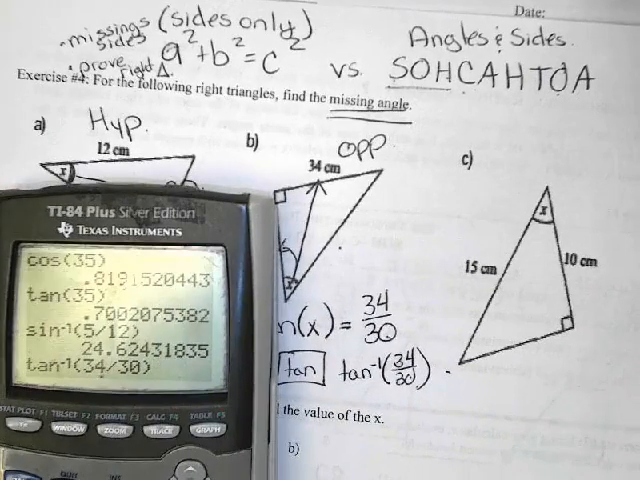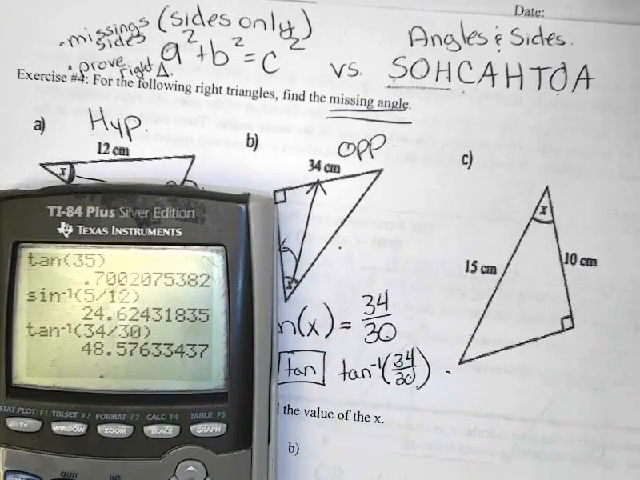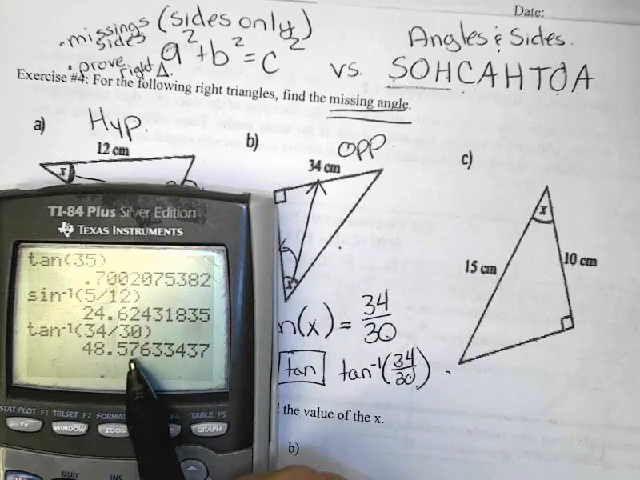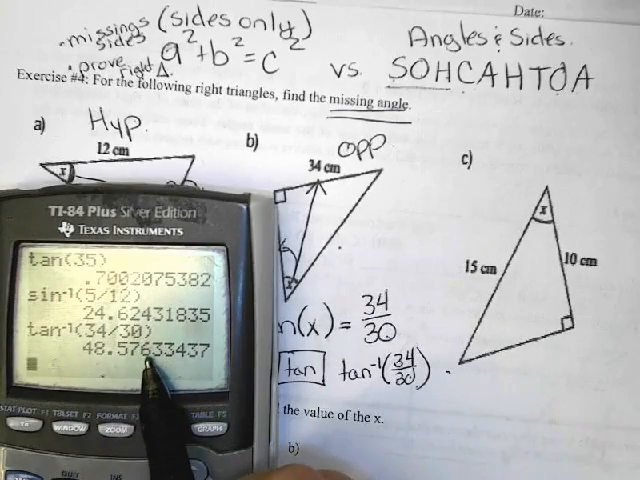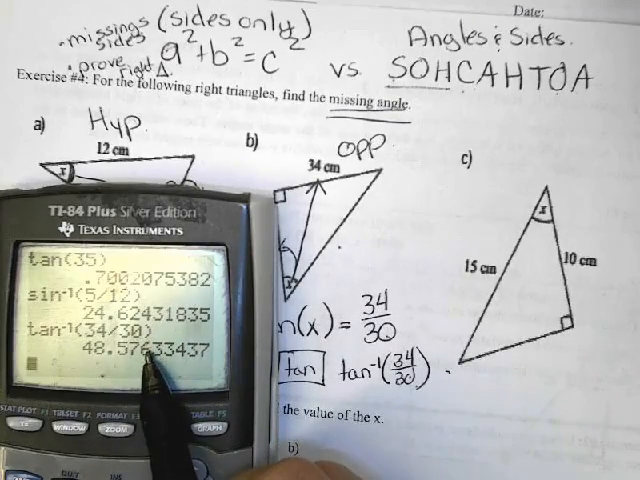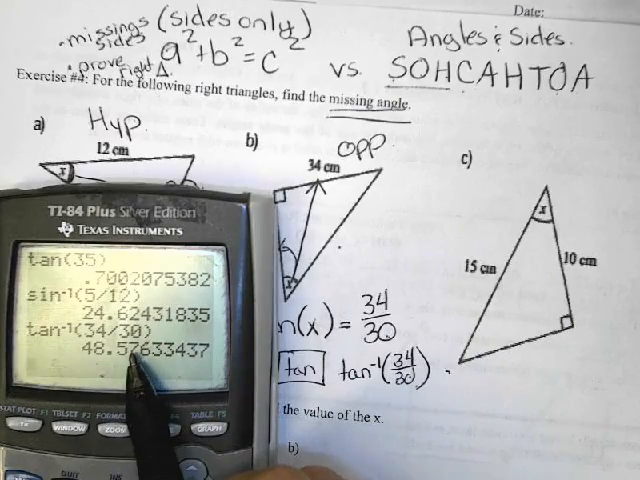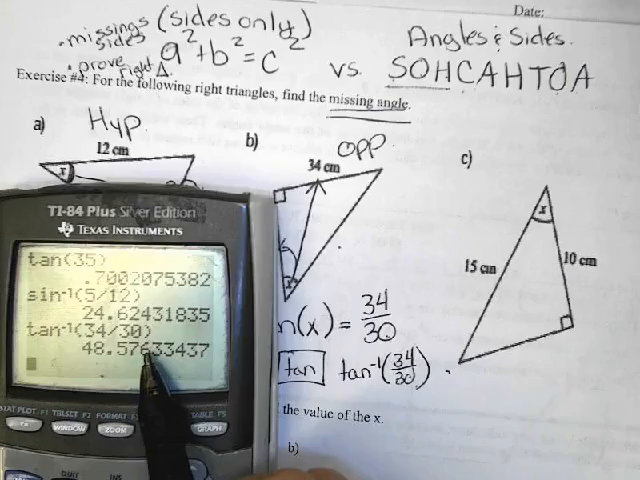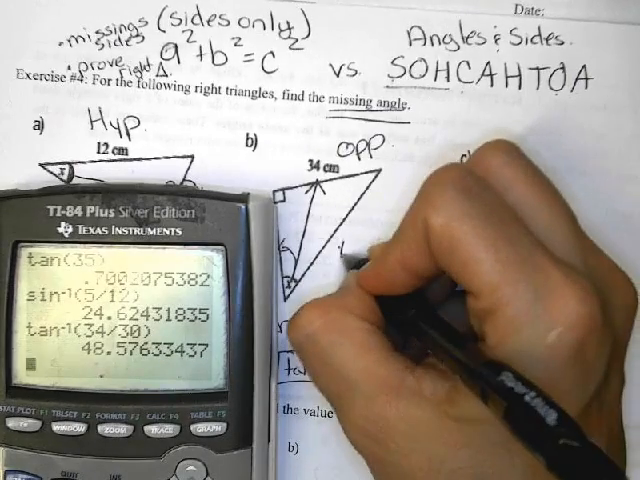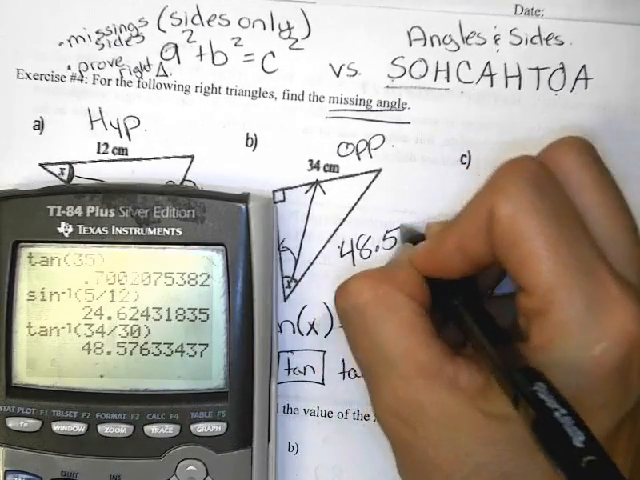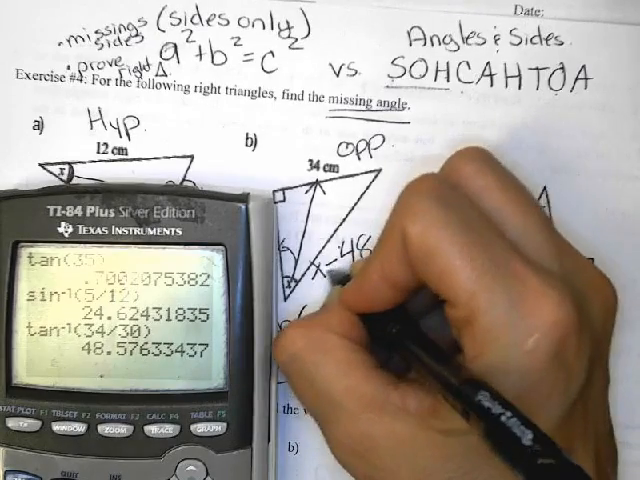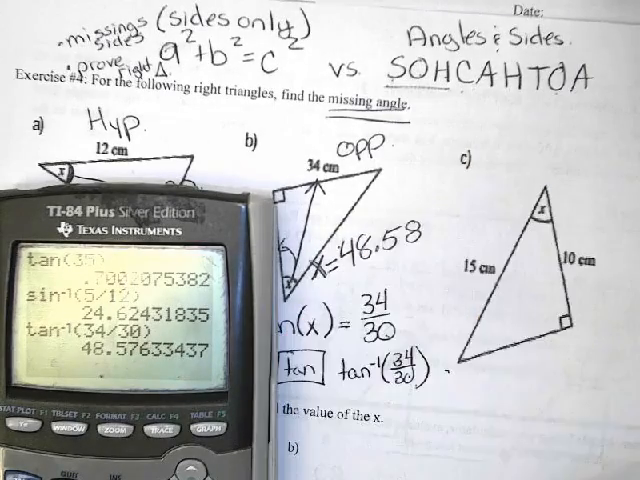Okay, so second tan. Now remember the rule: 5 and above, give it a shove. 4 and below, leave it alone. So this rounds up because that's a 5 and above. So it's 48.58. Meaning the angle equals that.